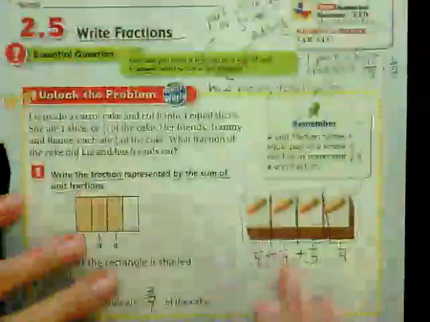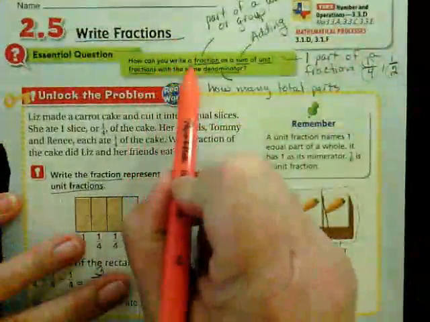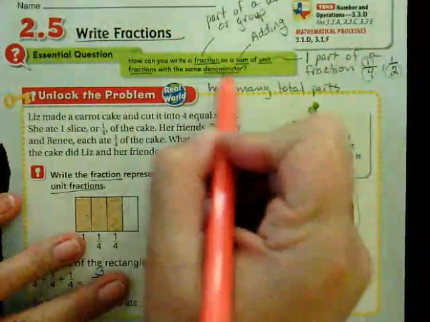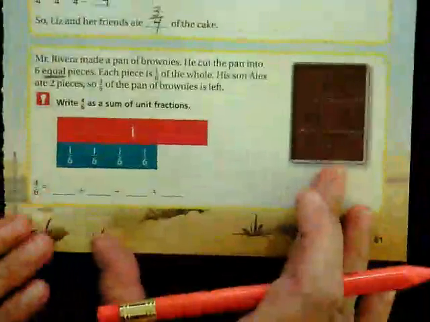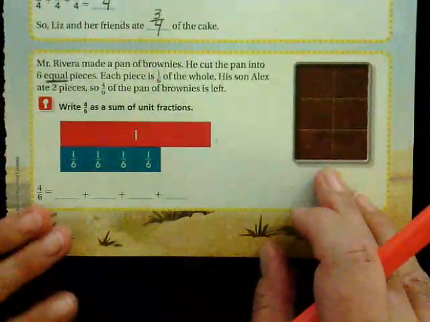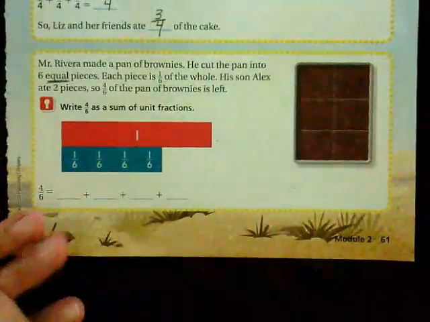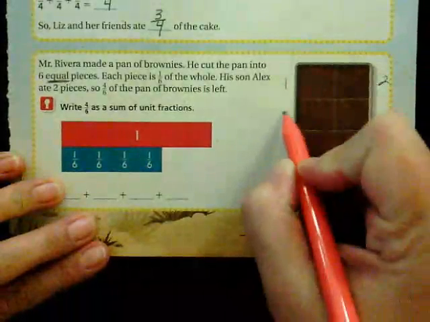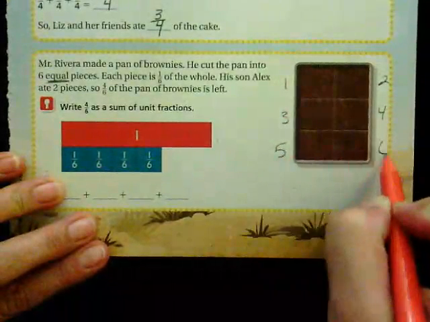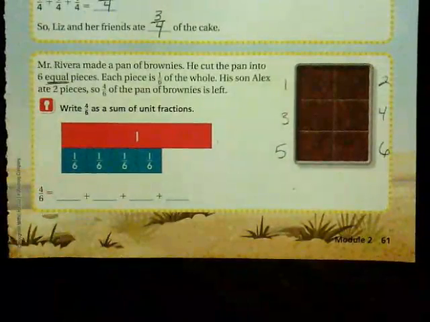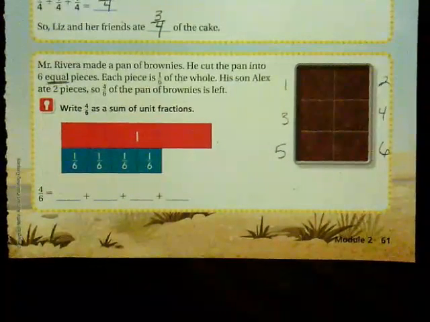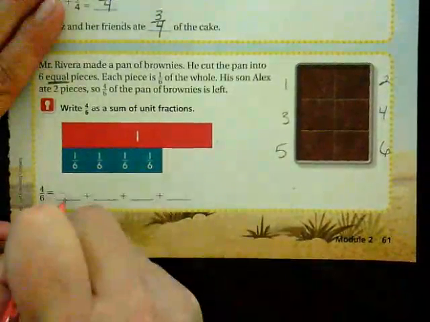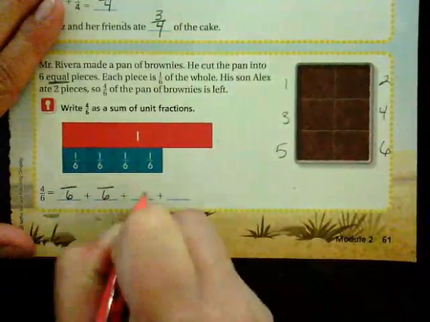Before we do that, I want to go back to our essential question. We are learning how we can write a fraction as the sum of unit fractions with the same denominator. So in this one, how many pieces did we have when we started? What is our total number of brownies? Well, I have 1, 2, 3, 4, 5, 6. So my denominator is going to be 6 no matter what else happens. I started with 6 pieces. That's never going to change. I've always started with 6 pieces.